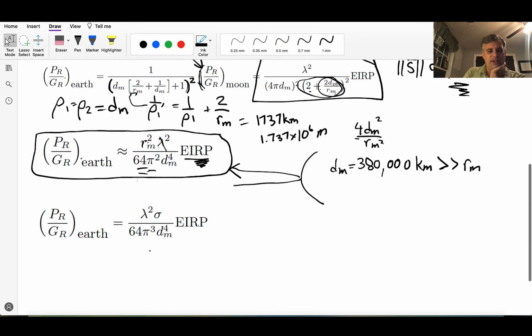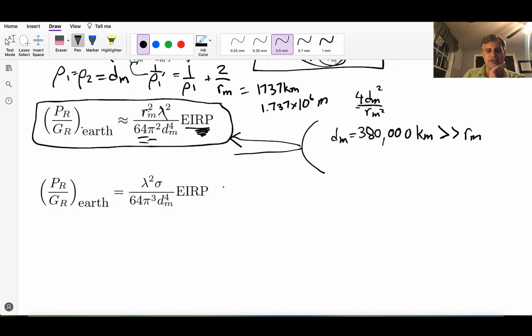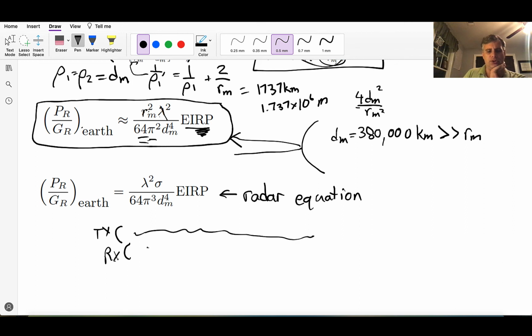Now, beneath this equation, I've put something from a completely different source. This is actually a form of the radar equation. This is for a monostatic radar. That is one that transmits and receives at the same location, goes a distance d sub m, strikes an object. We'll just draw an airplane.